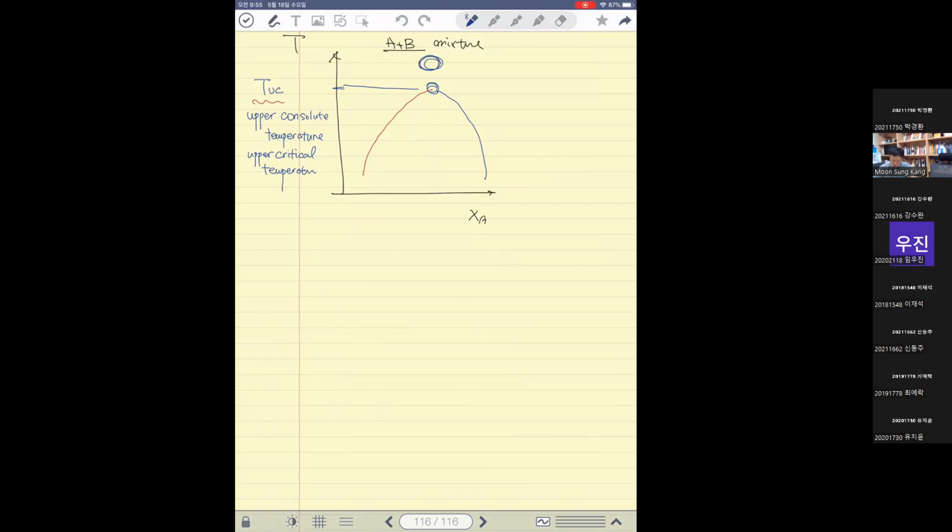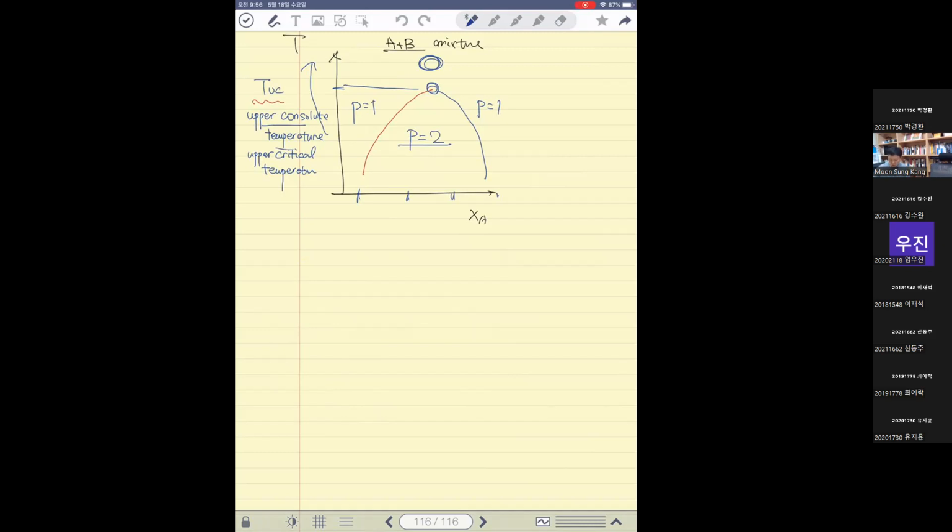Below here, you can have phase separation, you can have single phase, depending on the composition that you are looking at, right? That's the phase diagram of a liquid-liquid mixture. And the reason you had upper consolute temperature is because as you increase the temperature, the entropic effect is going to be increased, and they favor A and B being mixed with each other.